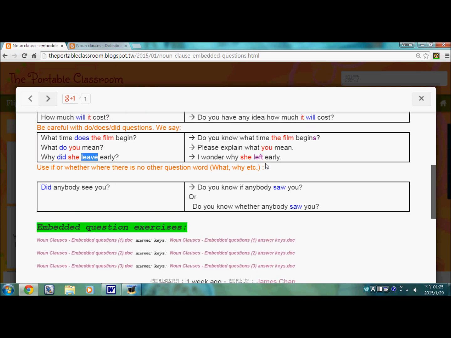Now, what if the question that somebody asks us is a yes-no question, like, did anybody see you? Now, if it's a yes-no question, we use if or whether as the beginning of our embedded question. So we will say, did anybody see you? Do you know if anybody saw you? The same, lose the did. Or you can say, do you know whether anybody saw you? So when it's a yes-no question, we use if or whether as the beginning of the embedded questions, as the noun clause.